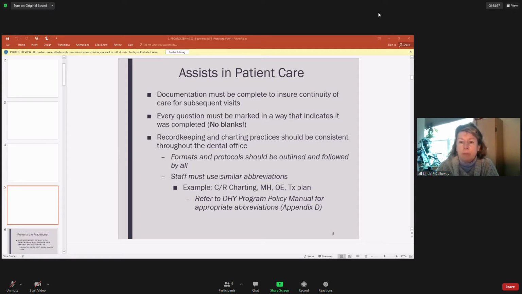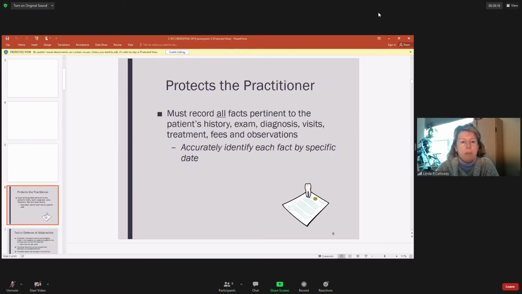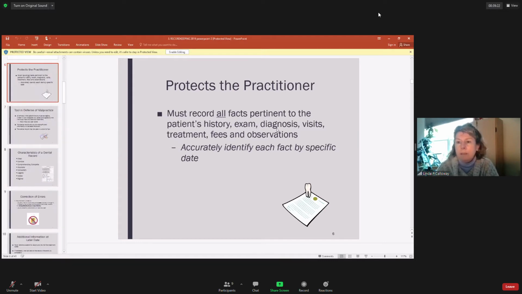Staff must use similar abbreviations, and that's what that's saying. Like CR charting means caries restorative. MH means medical history. But there are some that aren't universal, like those that are office specific. And if any of you worked in multiple offices, you could probably think of one or two that you've had to learn or remember to use a different way than you're used to writing.